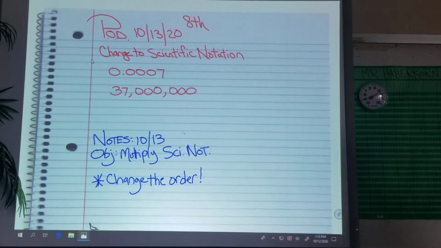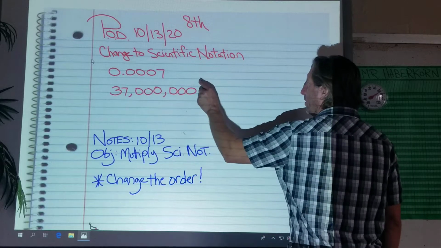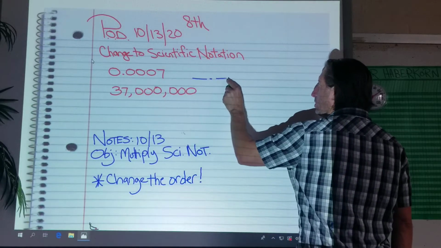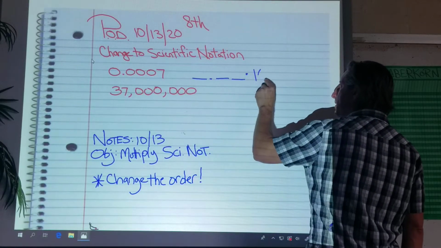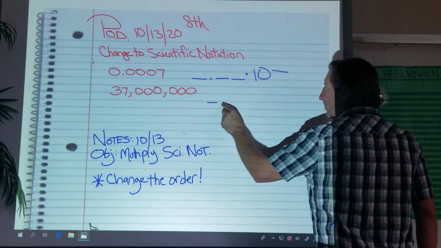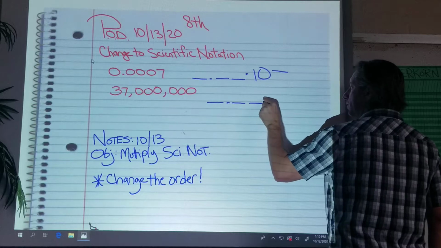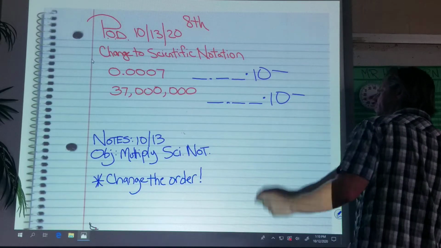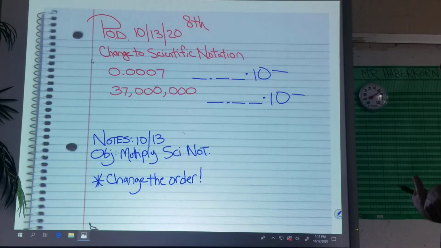All right, change into scientific notation. So now we have a number, a decimal point, two numbers, times 10 to the something power, right? And we're going to do that for both of them. Number, dot, two numbers, times 10 to the something. All right, so first one.